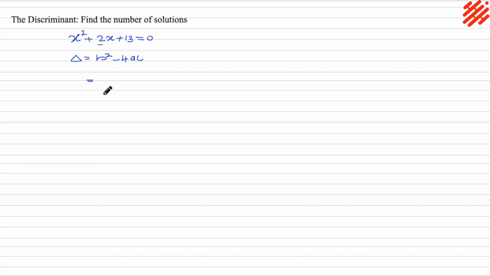Here b is 2, so b squared is 2 squared, minus 4 times a and c. This one is the c. So 2 squared is 4, minus 4 times 13 is 52, and we get the answer minus 48. Delta is less than 0, meaning the equation does not have any real roots.